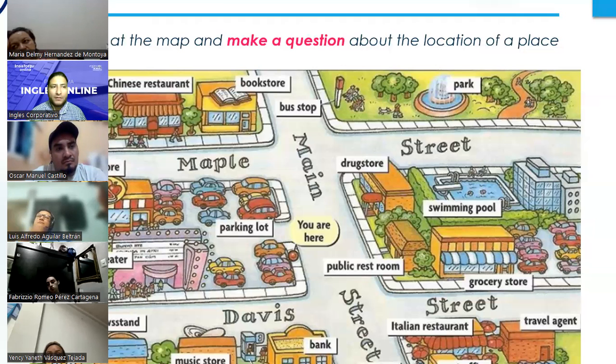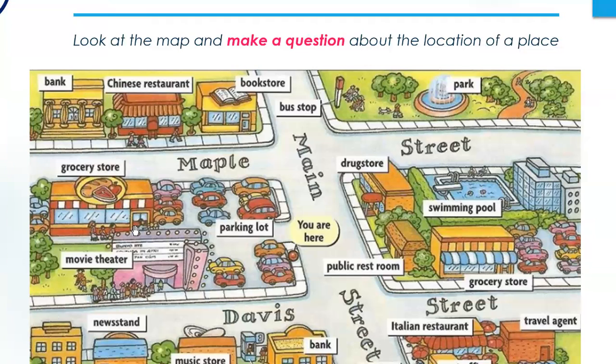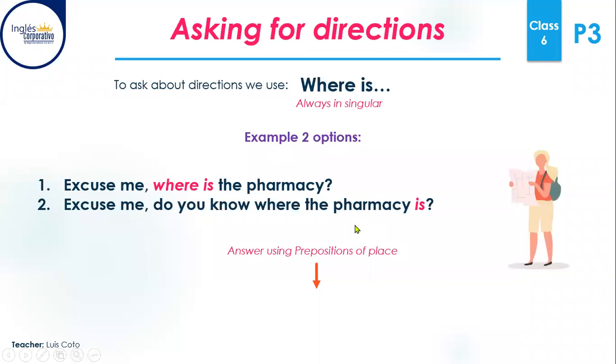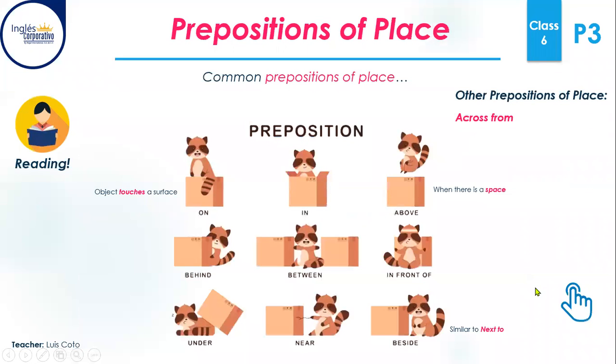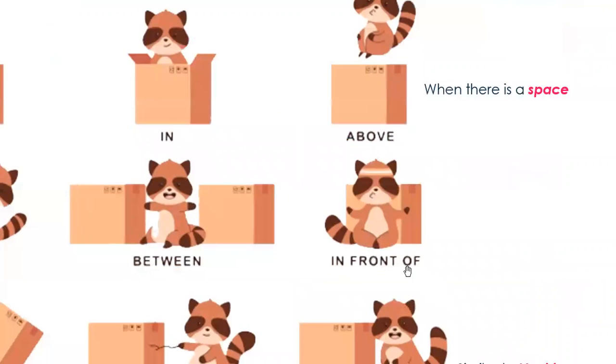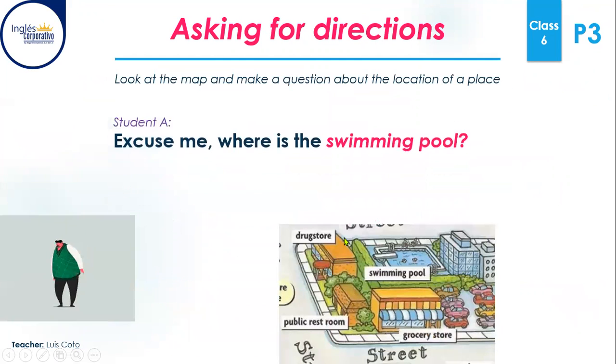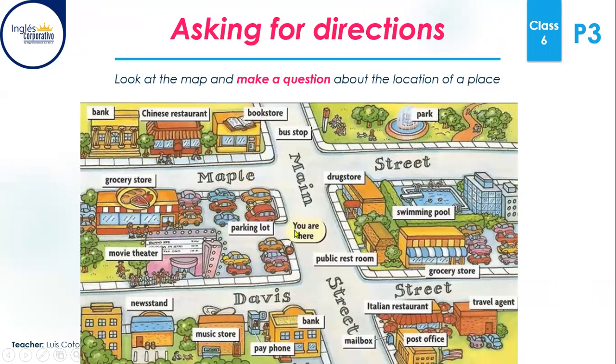We can say in front, the bank is in front. Sure, you can use it. The bank is in front, in front of the grocery store. Let's go back to the prepositions of place. In front of. Don't forget the word of. In front of. Okay. Excellent. You are learning how to give directions with the prepositions of place.